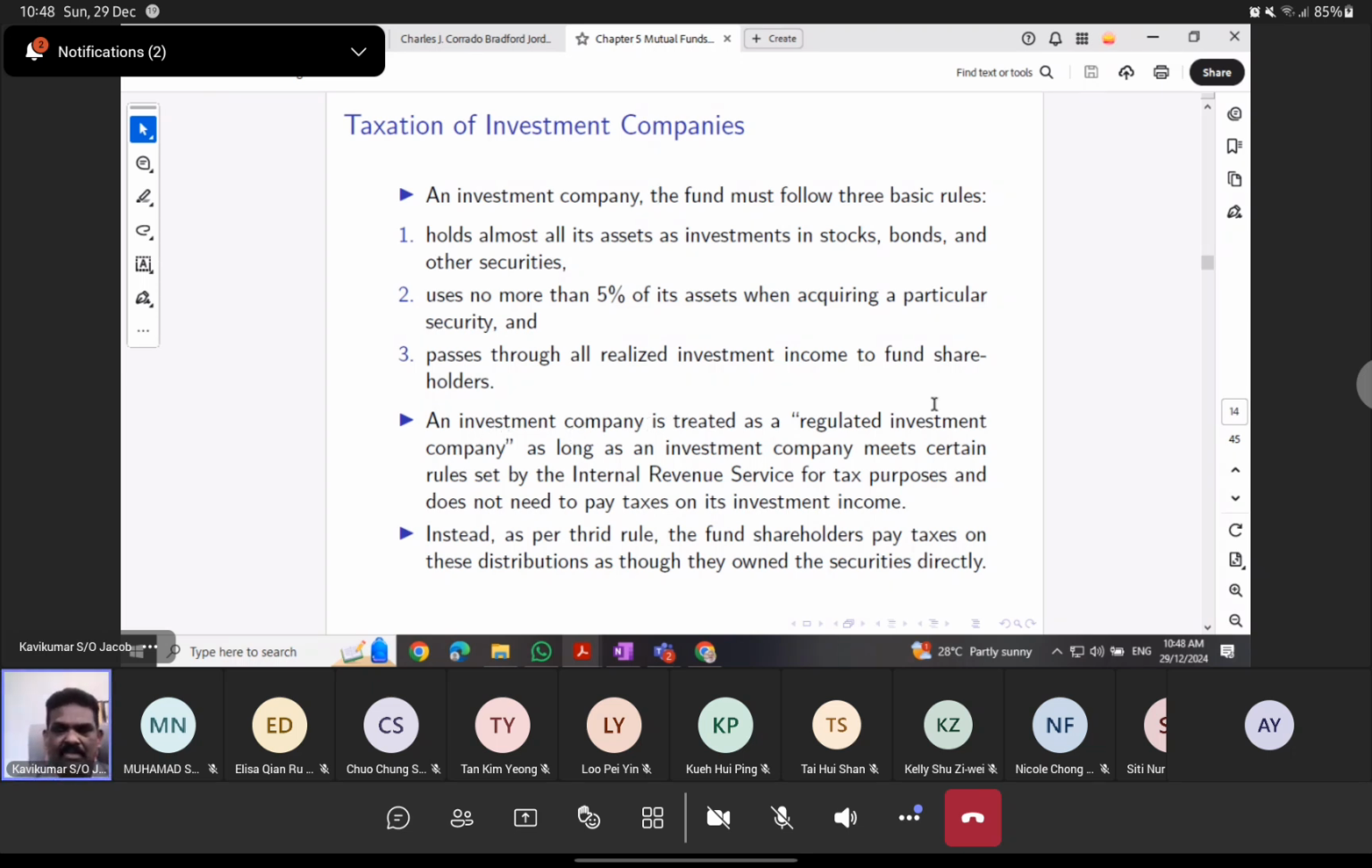Any investment company is treated as a regulated investment company as long as it meets certain rules set by the Internal Revenue Service for tax purposes, and it does not need to pay tax on its investment income. Here is the point. The investment companies are maintaining our fund, right? Because they are the ones creating the mutual fund and asking us to invest our money in it, and they are earning certain profit through the management fee, right?